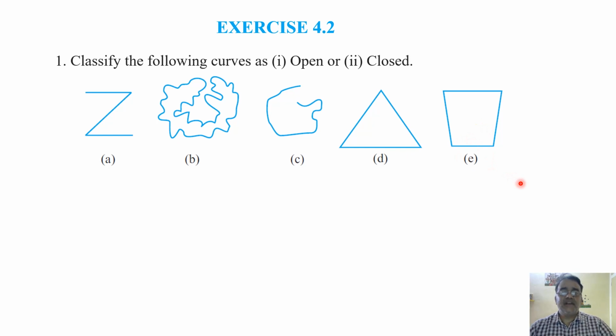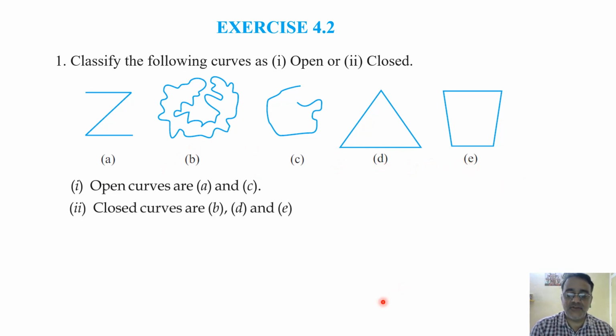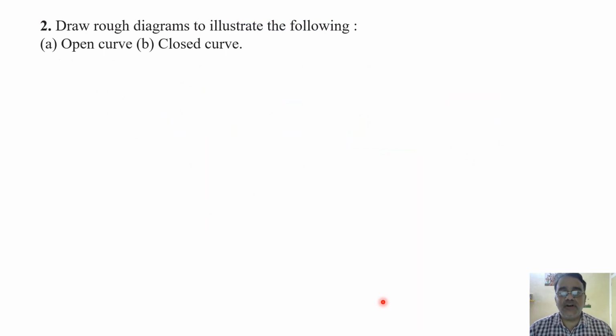So the open curves are only 2, that is A and C, and the closed curves are B, D and E. This is the first question. Now we are moving toward the second question. Draw a rough diagram to illustrate the following: first, an open curve and a closed curve.